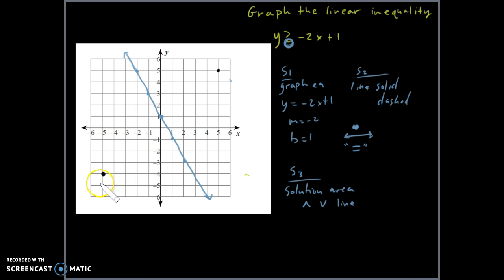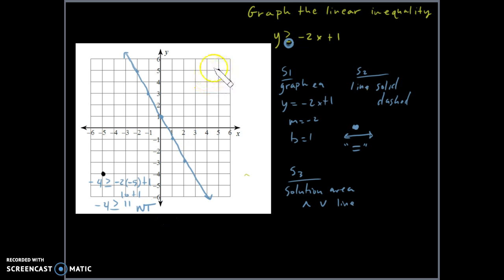So -4 for y is greater than or equal to -2 times -5 for x plus 1. Simplify, we get 10 plus 1. We get 11 is less than or equal to negative 4. This is not true.